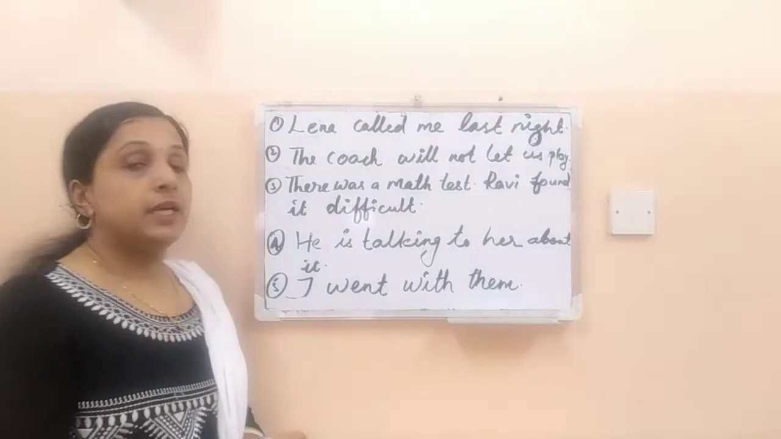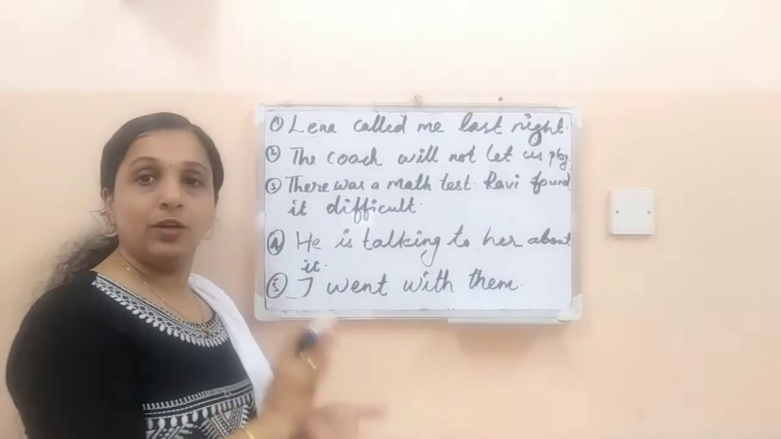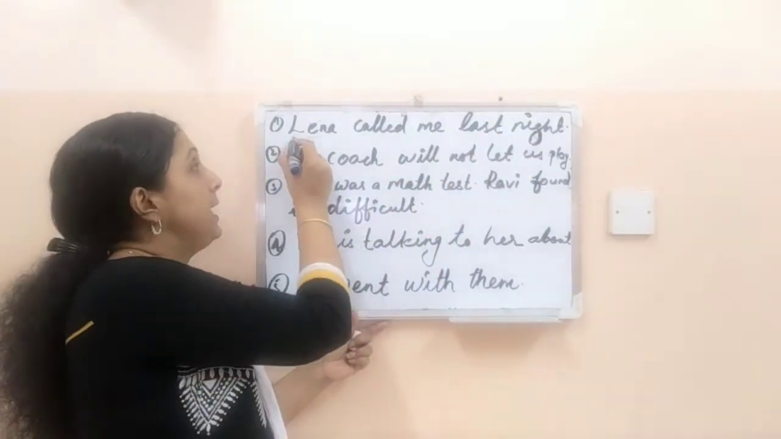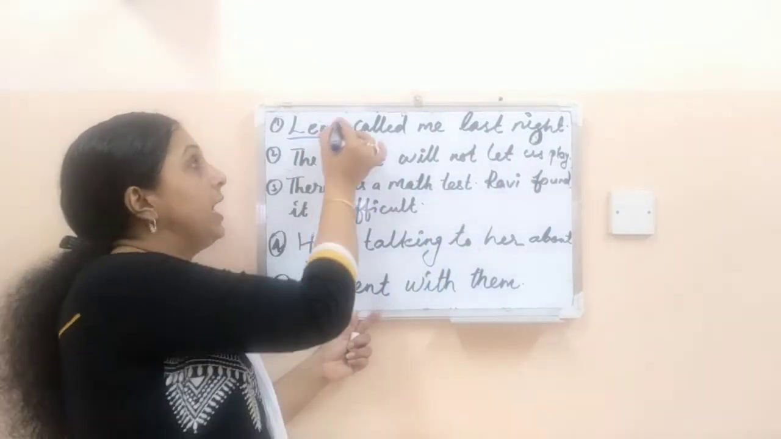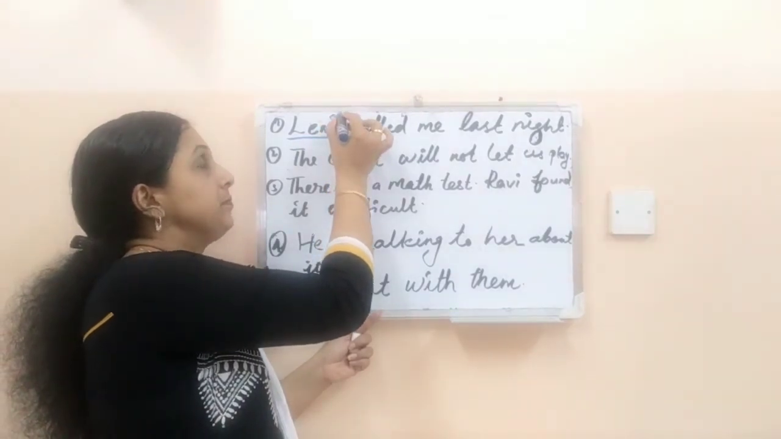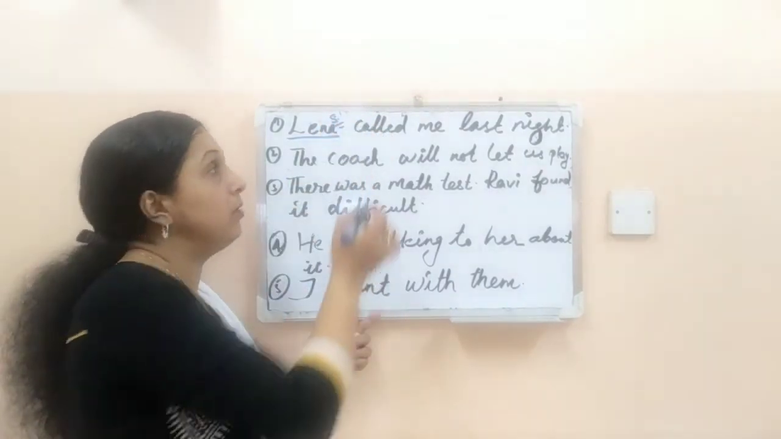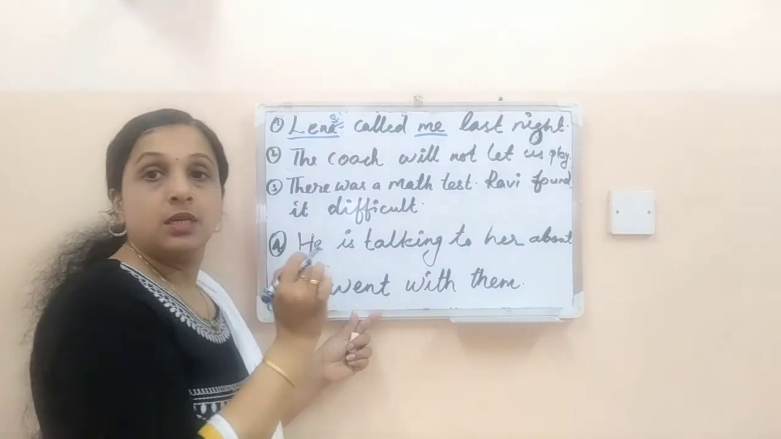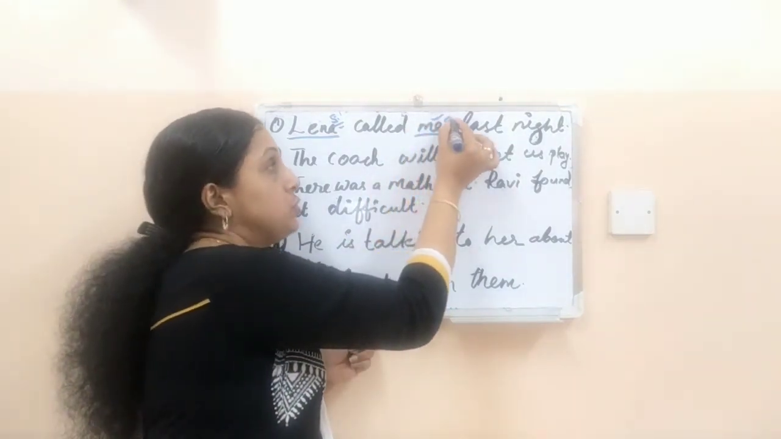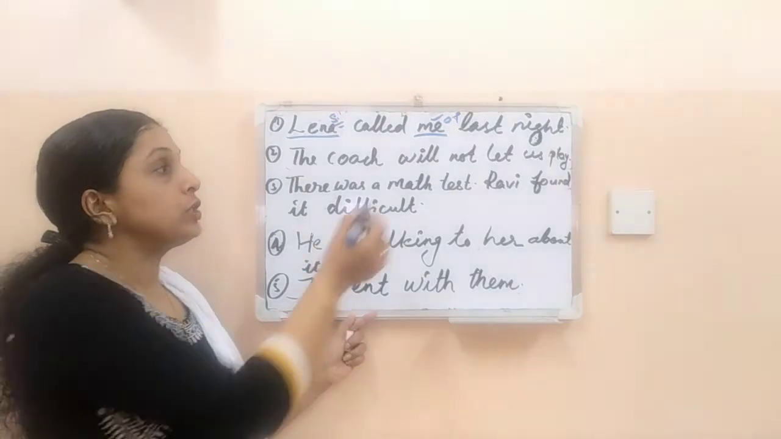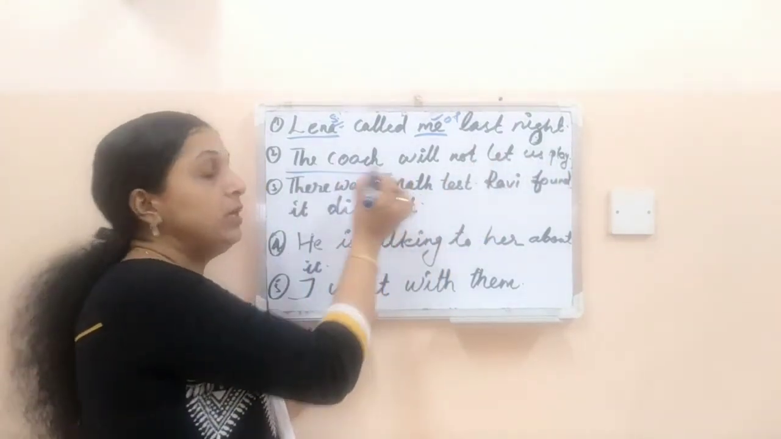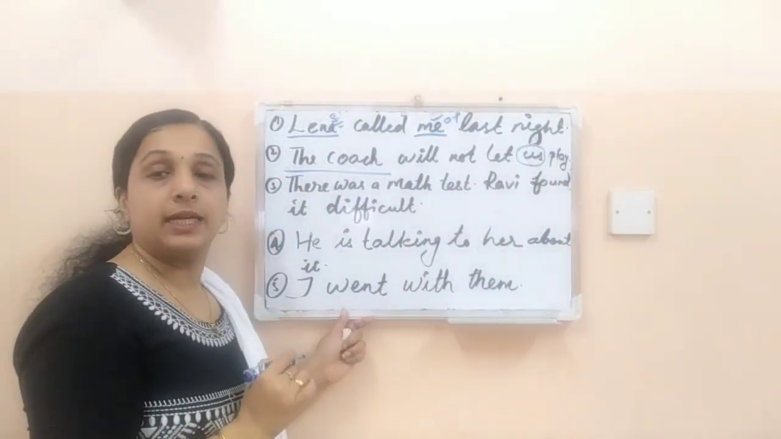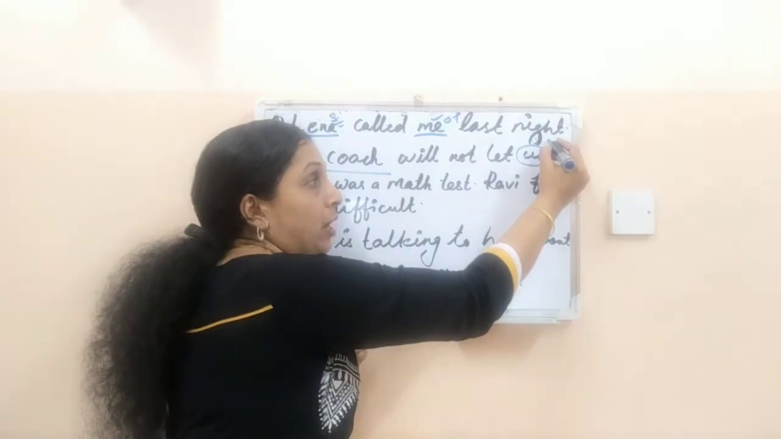Okay. Here are some examples to find out subject and object pronouns. Lena called me last night. So Lena is a subject here. It's a noun, subject, but it's a noun. And called me, after a verb, here used the object. That is me. Object pronoun. The coach will not let us play. The coach is a noun and us is an object pronoun, plural.